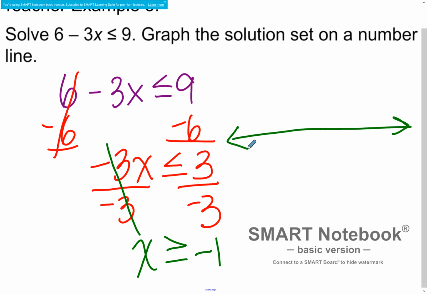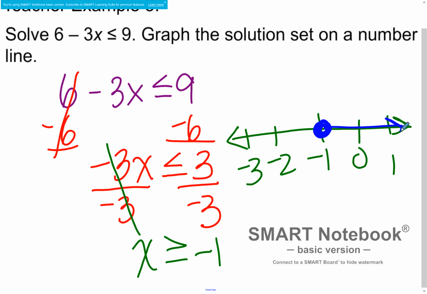So when I graph this, I got negative 1. I'm going to put a couple numbers before and a couple numbers after. Because the solution includes negative 1, I'm going to have a closed circle, and greater than means move to the right.